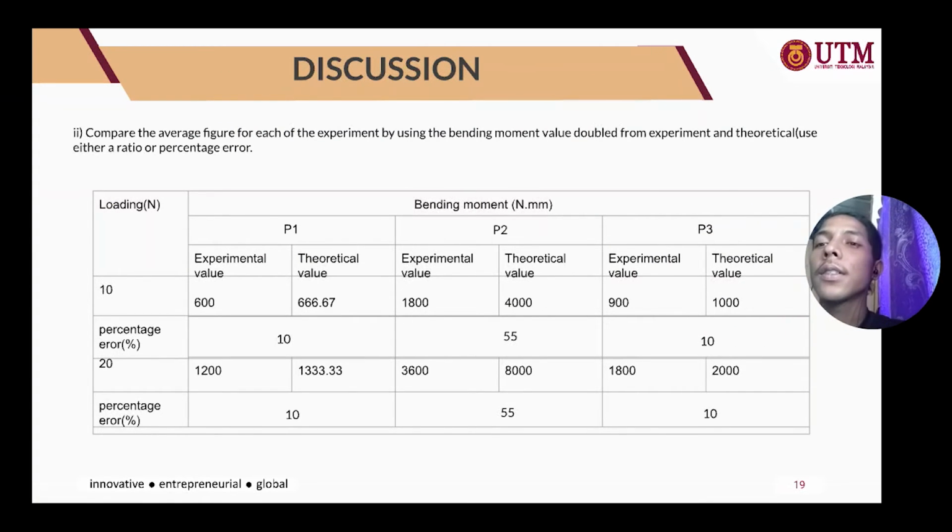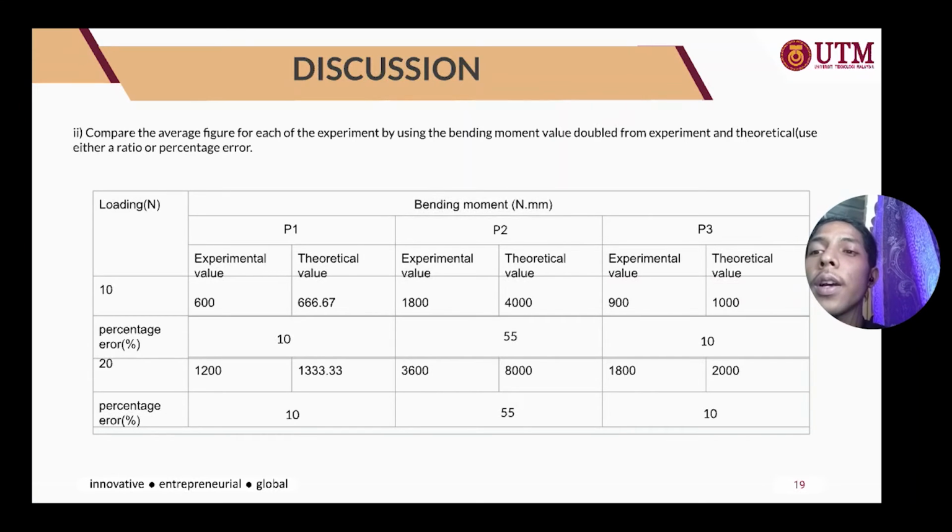For discussion number 2, compare the average figure for each of the experiments by using the bending moment value doubled from experiment and theoretical. Use either a ratio or percentage error. For this part, I use percentage error, which the formula is theoretical minus experimental data, divided by theoretical, and then multiplied by 100%.